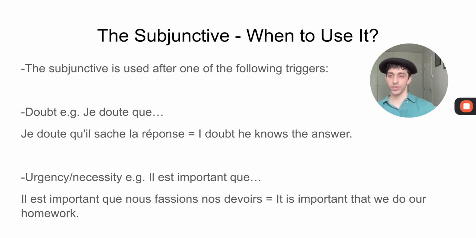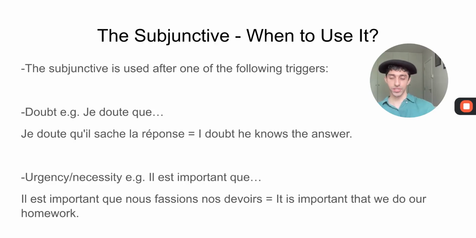So the first category is doubt. If you're expressing doubt, for example, using an expression such as je doute que, then the verb that follows would go in the subjunctive. For example, je doute qu'il sache la réponse. I doubt he knows the answer.